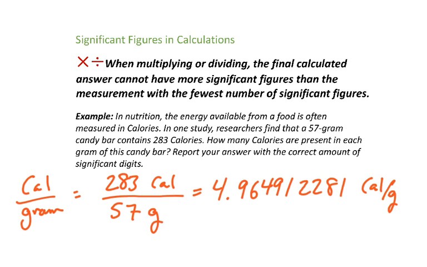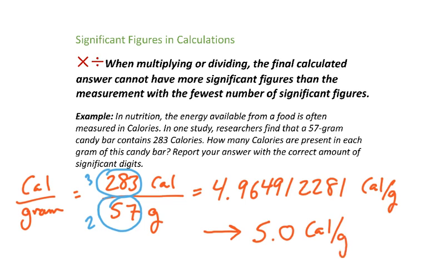Great. Okay, now you know that we don't actually know the number that well, right? That's just what the calculator says. We have to think for ourselves and look at sig figs. So this number has 3, this number has 2, so our final answer must only have 2. And so 4.96 would round to 5.0 calories per gram.